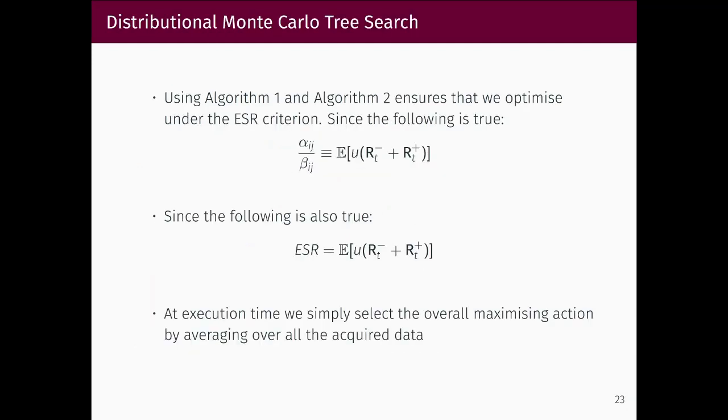Yep, and then of course using algorithm 1 and algorithm 2 ensures that we optimize under the ESR criterion. Since the following is true, alpha ij divided by beta ij is an equivalent or an approximation of the expectation of the utility of the RT minus plus RT plus, which it is. And as we can see from below, that satisfies the ESR criterion. And then at execution time, we simply select the overall maximizing action by averaging over all the acquired data.